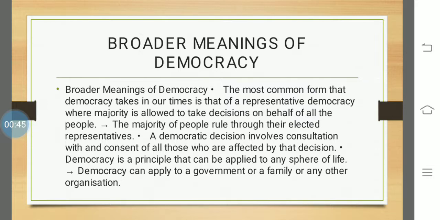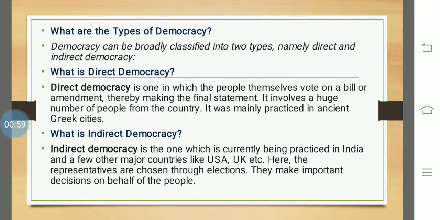Now if you see, the most common form of democracy that we see today is representative democracy. All right. So, what happens in representative democracy? What is direct democracy? You have to understand first. See, what are the two types of democracy? Democracies can be classified into two types. One is direct, and the other one is indirect. So what happens in direct democracy?